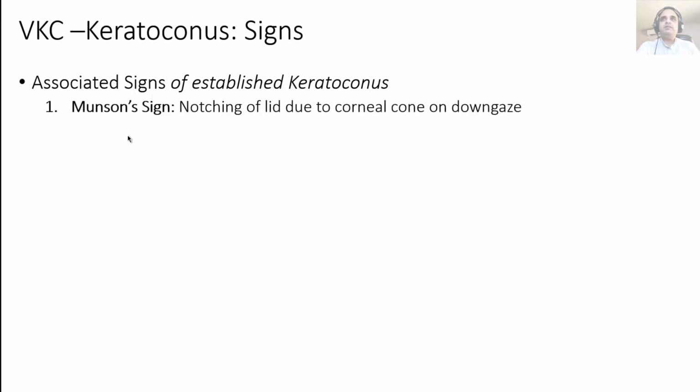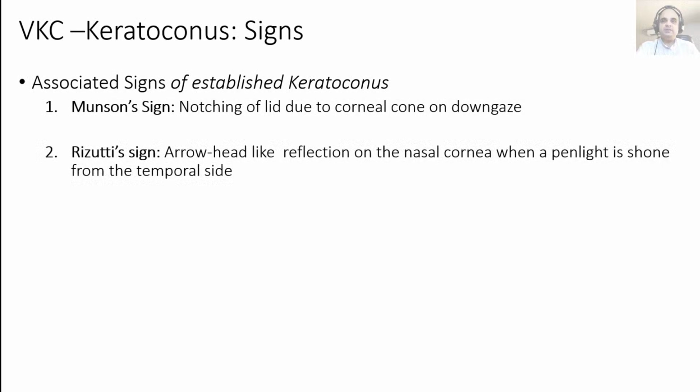So the first sign is a Munson sign. A Munson sign is that cone that is being produced. It produces a notch or pushes the lid out when a person is looking towards his feet, down gaze. There is something called a Rizzuti sign. Again, I don't want to put these here. They are here because examiners love asking these. A Rizzuti sign is basically an arrowhead-like reflection.